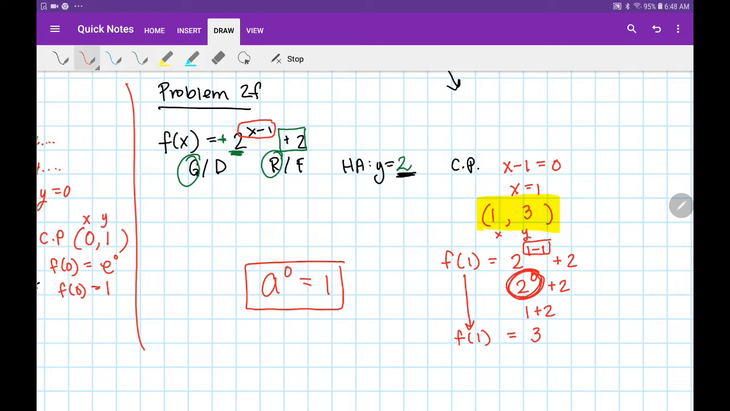That's our critical point. We will now go and graph it. Go to your horizontal asymptote, y equals 2. Go to the point 1, 3, draw a dot. And we're drawing a growth curve that is regular. Just like that.